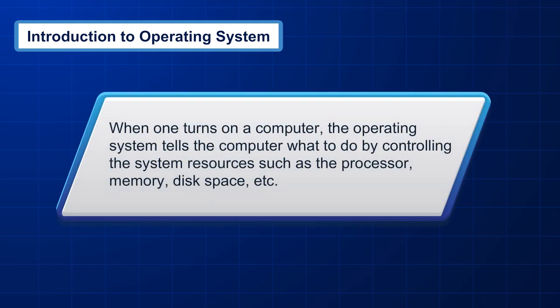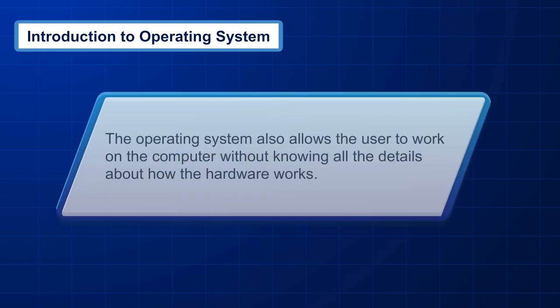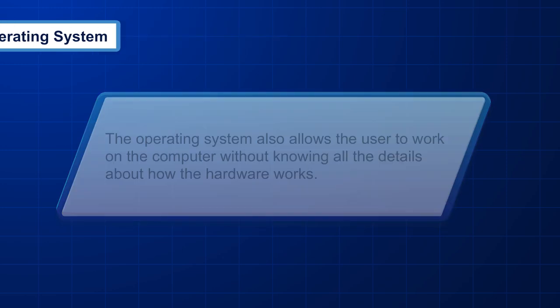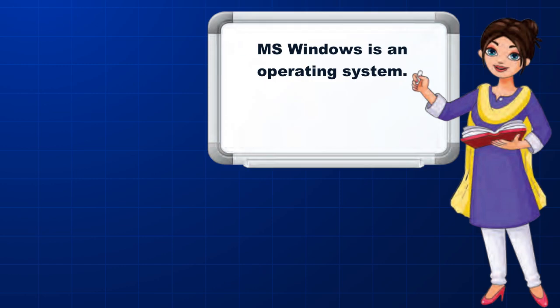Introduction to operating system. When one turns on a computer, the operating system tells the computer what to do by controlling the system resources such as the processor, memory, disk space, etc. The operating system also allows the user to work on the computer without knowing all the details about how the hardware works. MS Windows is an operating system.